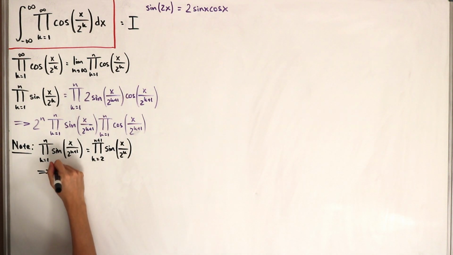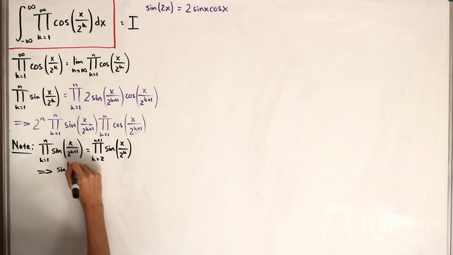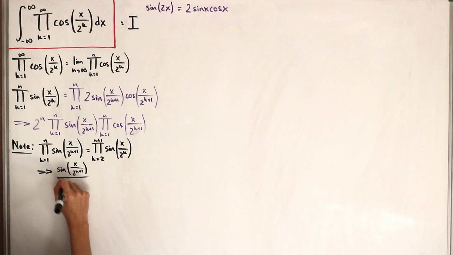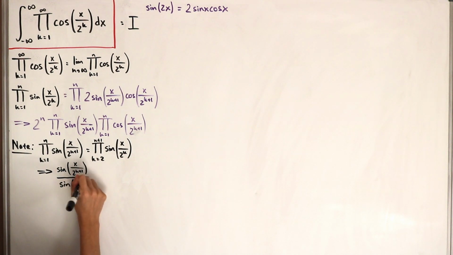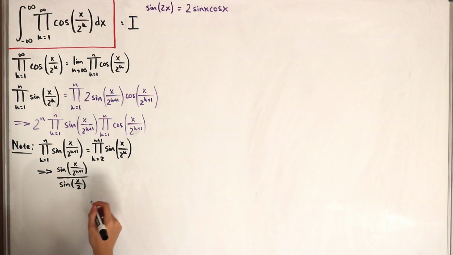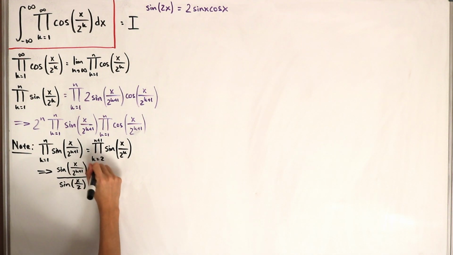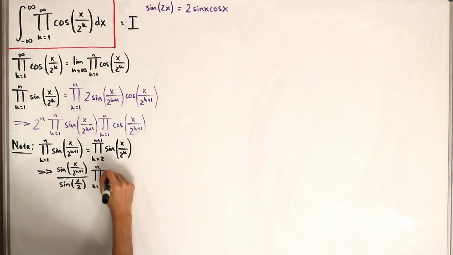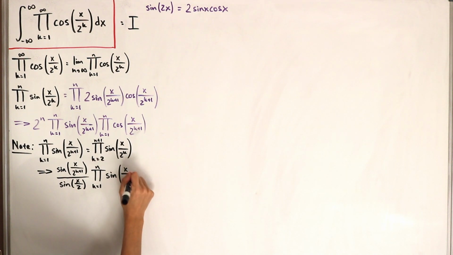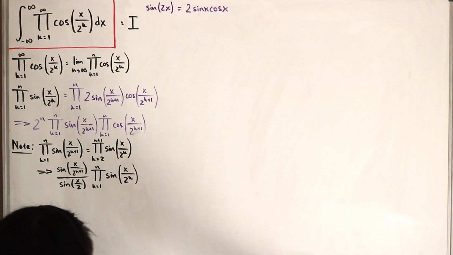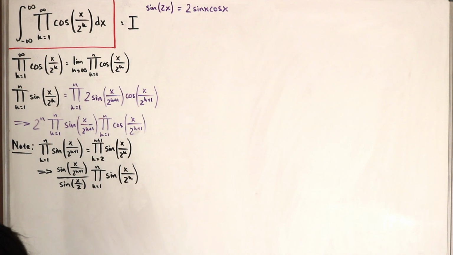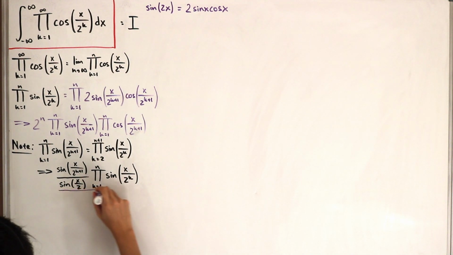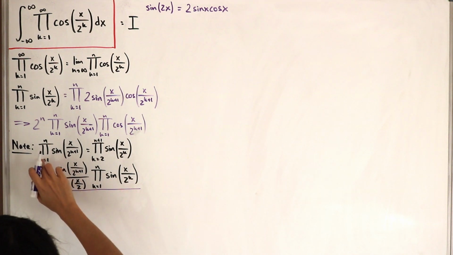So in this case, we would have sine of x divided by 2^(k+1). Then we would have to divide that by sine of x divided by 2. This way we evaluate it at k equal to 1. Then we multiply out the product from k equal to 1 of sine of x divided by 2 to the power k. So I'm going to underline what we have for this. That's to say that this is equal to here.